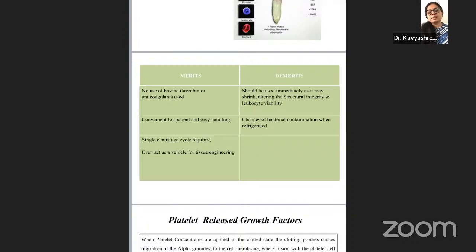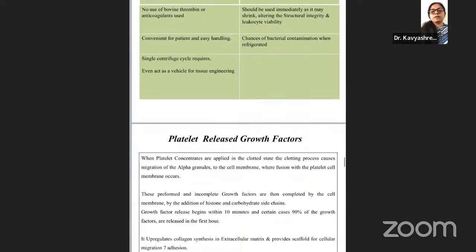The demerit is that it should be used immediately, or else there is a chance of shrinkage of PRF. And the second one is if it is refrigerated, then the chance of bacterial contamination is more. So we have to look into these two things and then use the PRF.